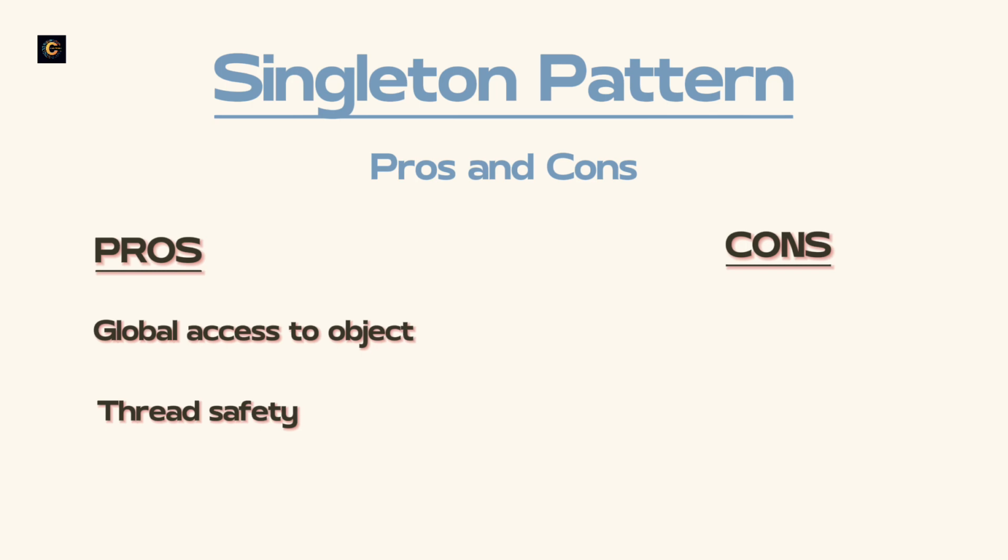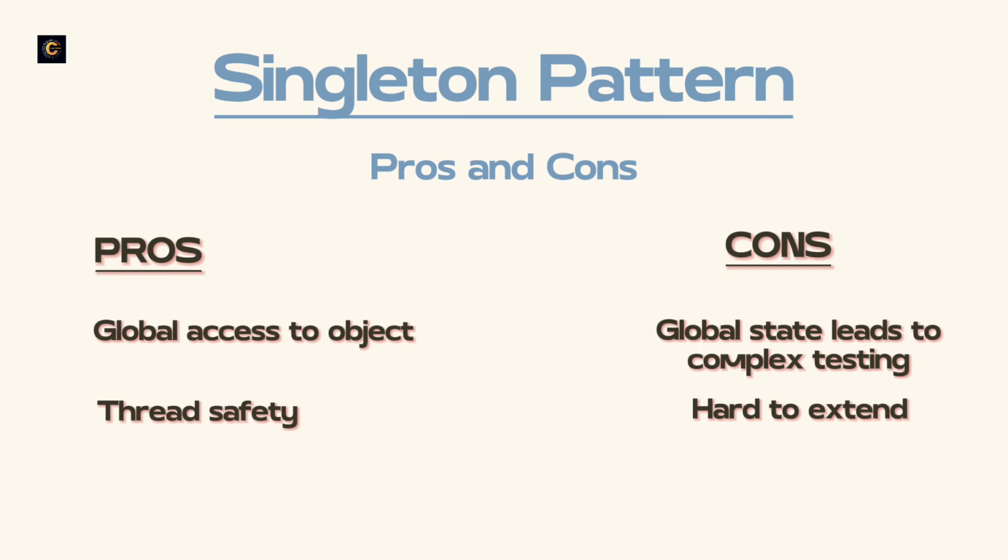However, like any other design pattern, Singleton also comes with its drawbacks. Let's discuss them. Global state. Since the Singleton instance is globally accessible, it can introduce global state into the application, making it harder to test and maintain. Hard to extend. Singleton can be hard to extend or modify since it restricts the instantiation of the class to a single instance.